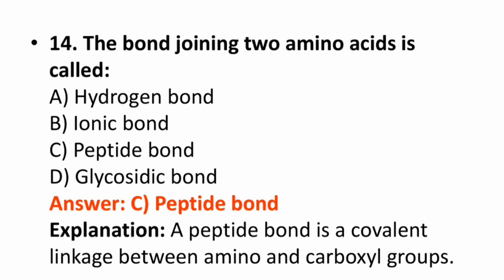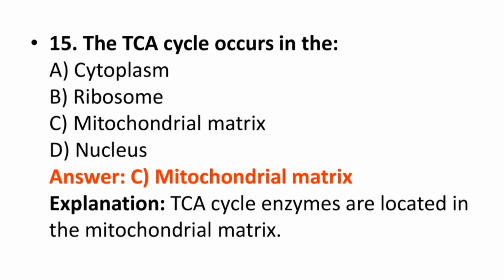The bond joining two amino acids is called option A hydrogen bond, option B ionic bond, option C peptide bond, option D glycosidic bond. The correct answer is option C peptide bond. A peptide bond is a covalent linkage between amino and carboxyl groups.